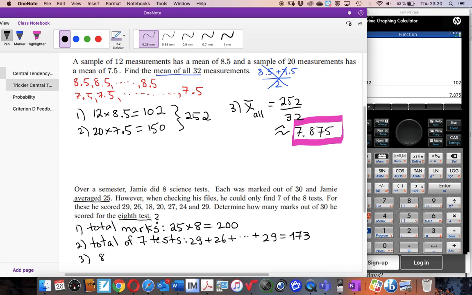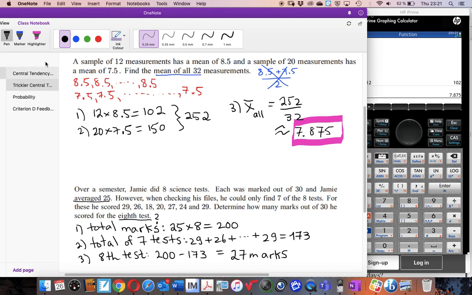Okay, from there on, you can just find the difference that's missing. Okay, so then his 8th test is going to be the total marks minus the ones that he has. And what's that? 27? 27 out of 30.